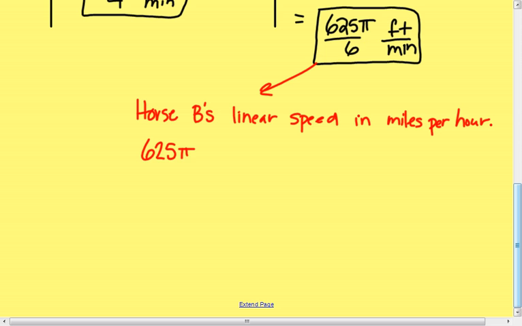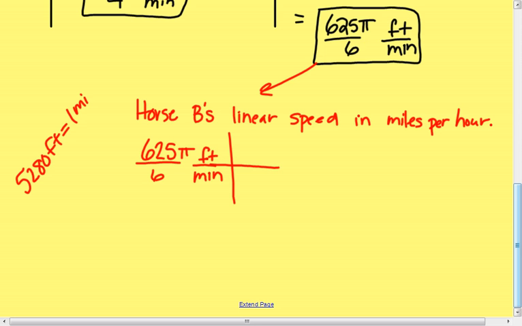If I'm at 625 pi over 6, and right now I'm in feet per minute. Okay, again, a little chemistry lesson. So, first of all, I have to go from feet to miles. And you need to know this. You might want to write this on the top of your paper because you're going to need to know it a lot. There are 5,280 feet in 1 mile.